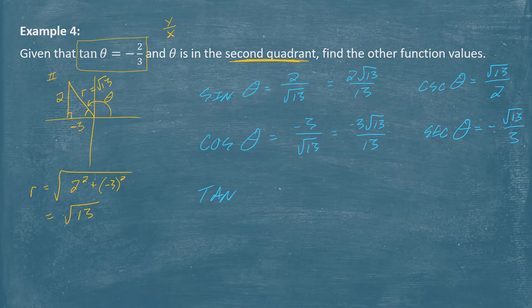Last pair I've got, tangent of theta. That's going to be the one that was actually provided, so negative 2/3. So cotangent would just be that flipped, negative 3/2.